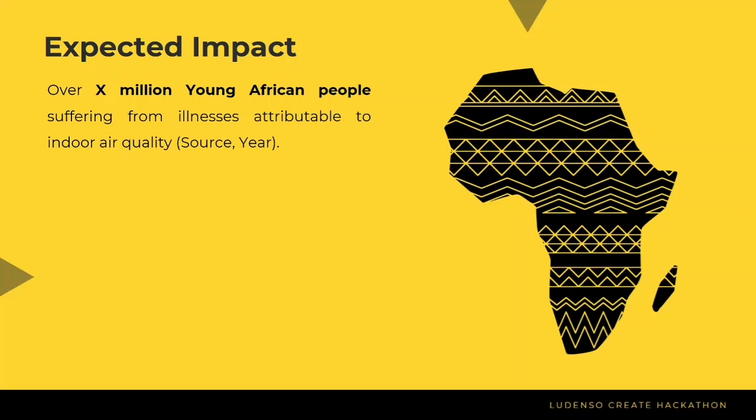So yeah, it says over X million young African people. For you, it could be older African people. For you, it could just be African people in general. For you, it could be a particular group of people in a particular location. So you just need to reference that, add the source, and add the year of the reference that you've added. You need to do your research and find out who are the people that are going to be impacted by your solution. This is equivalent to the impact your solution is going to create when it's implemented.